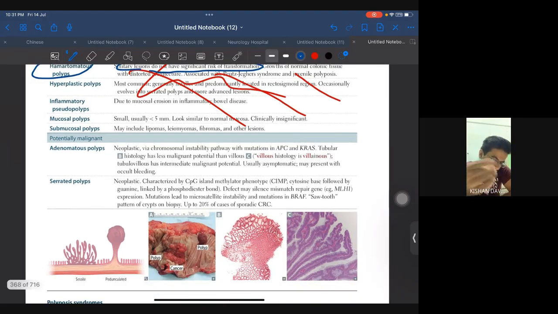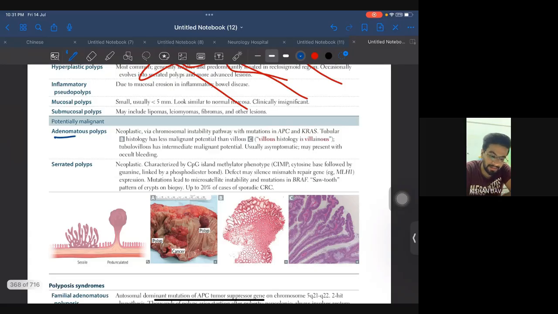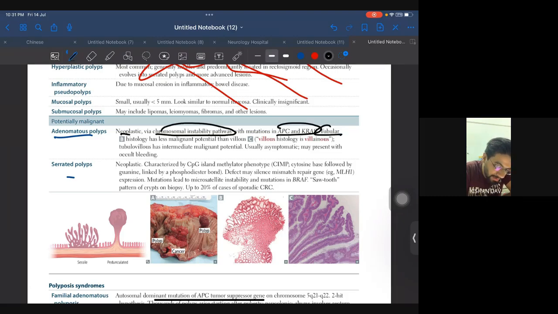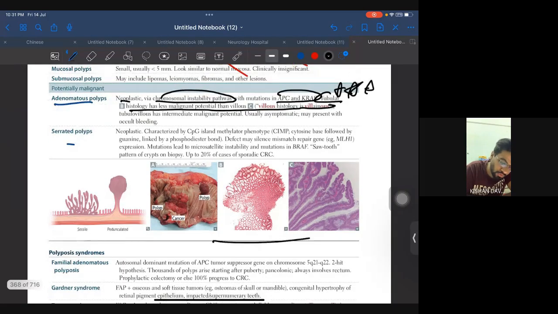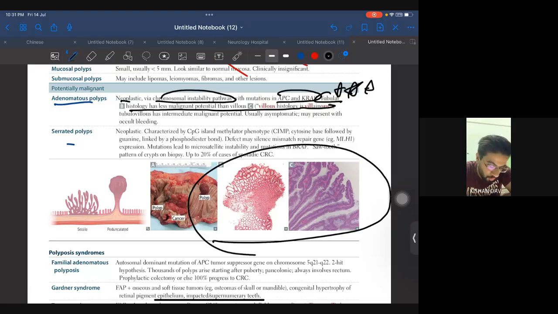Moving on, adenomatous and serrated polyps. Here you have some information to remember. Neoplastic via the chromosomal instability pathway in APC and KRAS. Another important thing is that tubular histology has less malignant potential than villous. This is a very important line, and you need to remember which is tubular and which is villous. I am repeating again and again: this is tubular and this is villous.